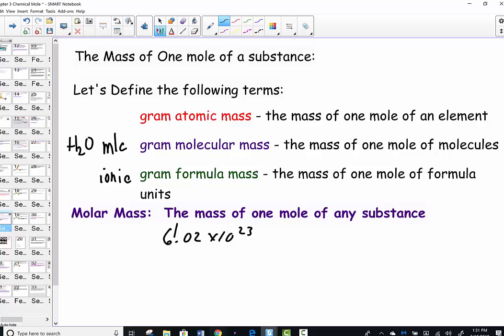Please do not wait until test day to figure out how to enter scientific notation into your calculator. Water is a molecular compound, all non-metals. Water exists in nature as a molecule, so it has a gram molecular mass. If you wait for test day, you'll be off.